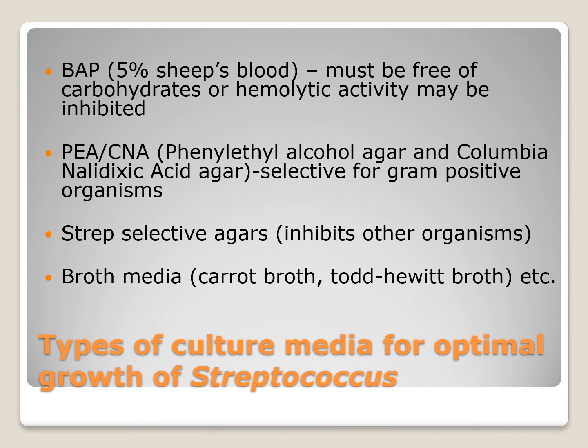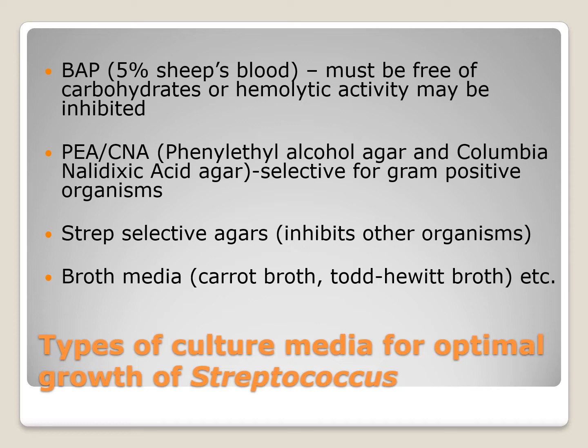Now, there's a number of types of media that we can use to isolate and actually encourage the growth of Streptococcus. Blood agar is primarily the media that we will use in student laboratory to grow our Streptococcus. And blood is really nice because you can see the degree of hemolytic activity on the plates. Okay, this is also known as tryptic soy agar with 5% sheep's blood, but it's the same thing as 5% sheep's blood. We can also use PEA or CNA plates, which is phenyl ethyl alcohol agar or Columbian nalidixic acid agar, and these are enriched and they are also selective for gram-positive organisms.